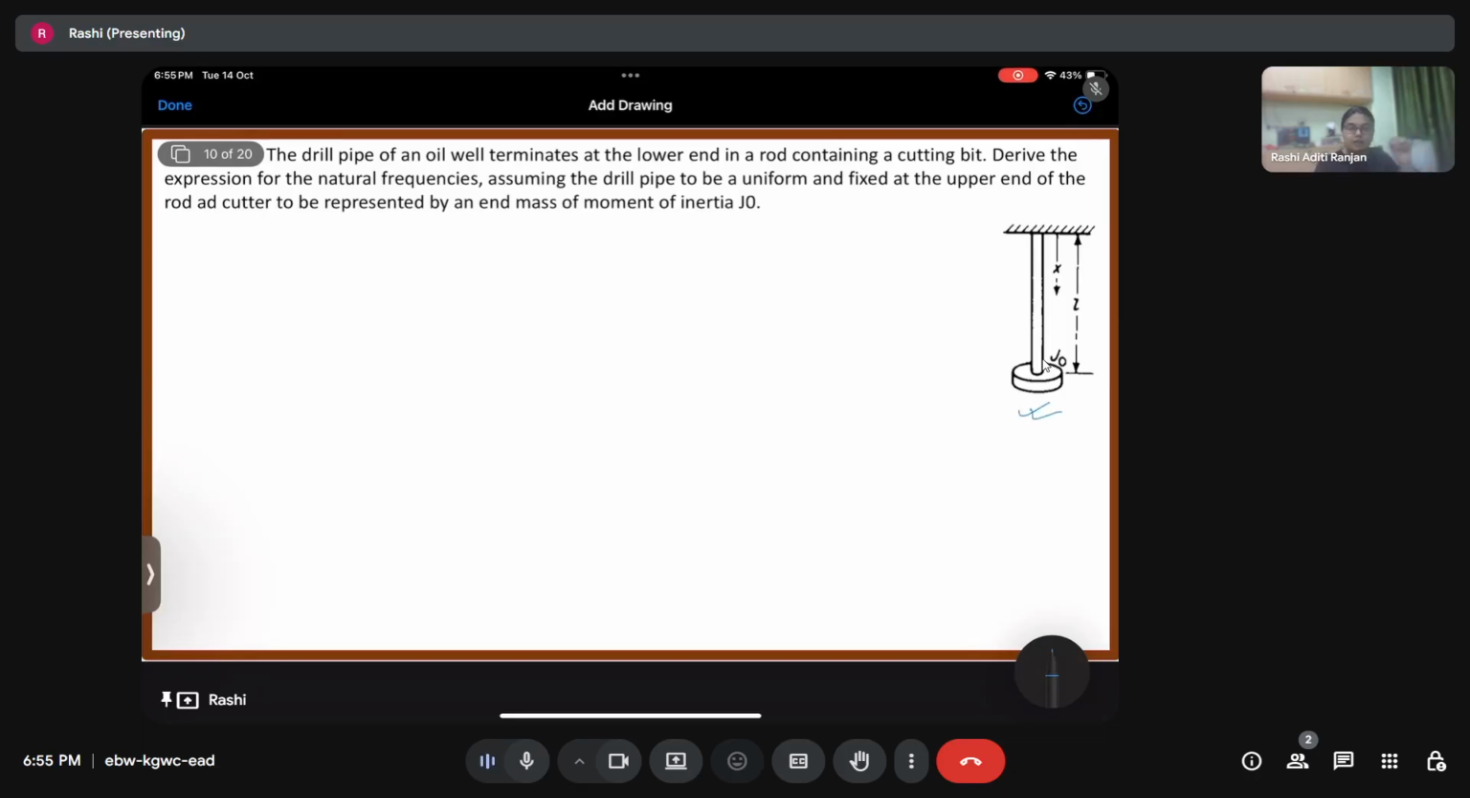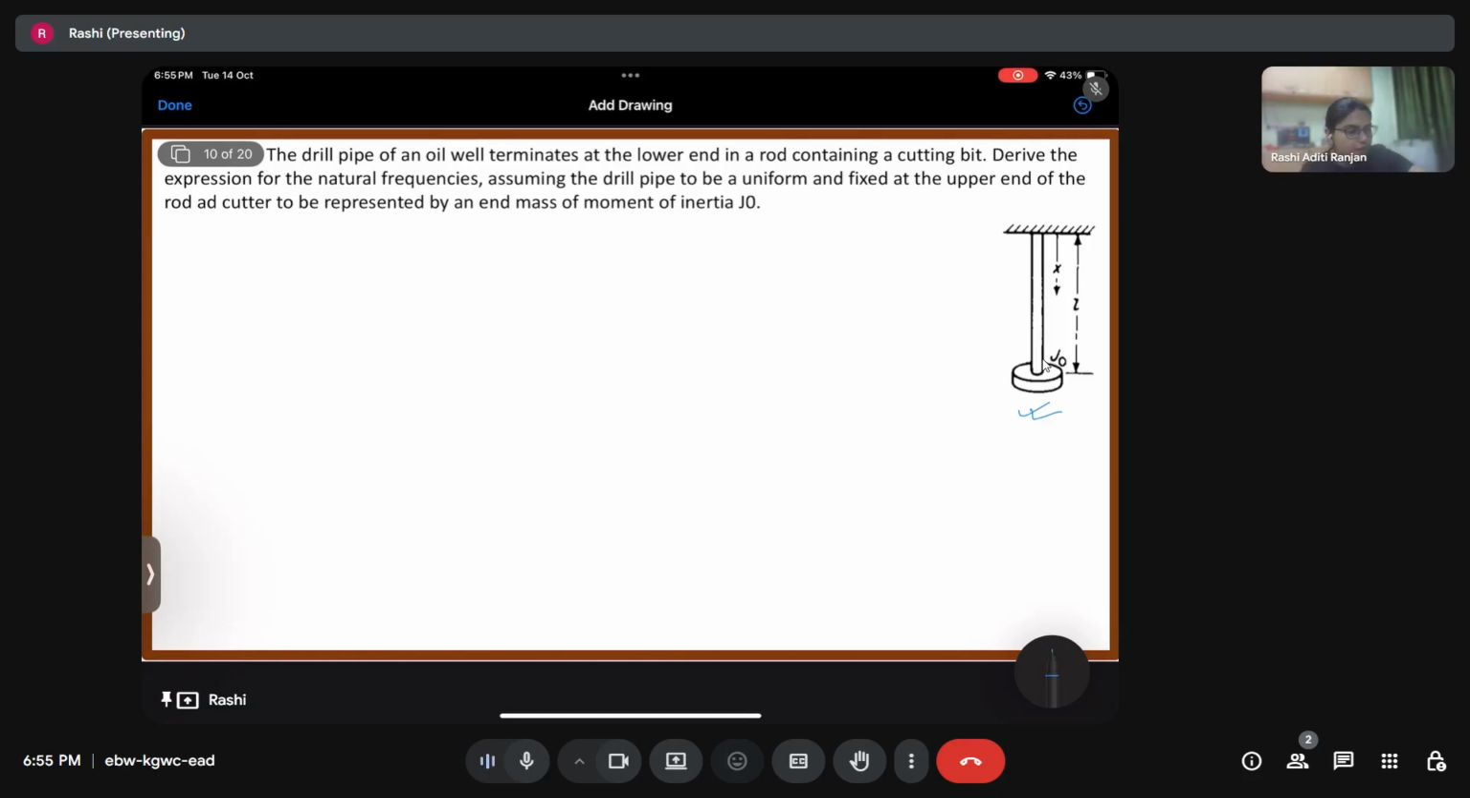right? We are having a pipe and then we have a cutter down below. Then we have a pipe which is of a certain length, right? And the cutter we are assuming as nothing but an end mass with a moment of inertia J naught. We are talking about the moment of inertia, and the cutter is also going to work when it rotates. So we are basically talking about the torsional motion, rotational motion. So okay, let's just solve it.